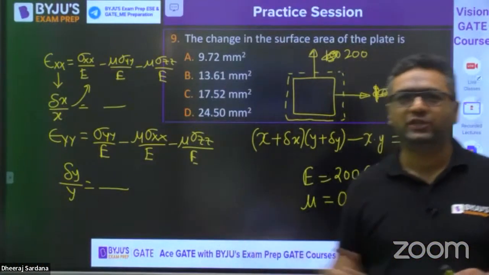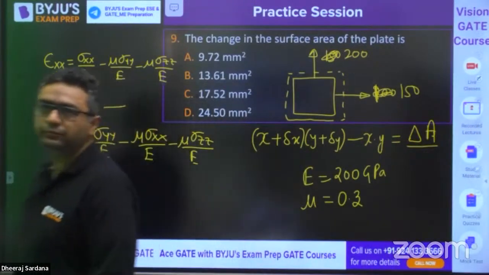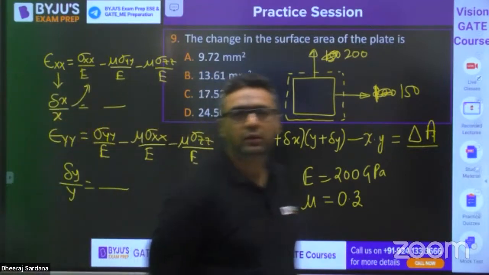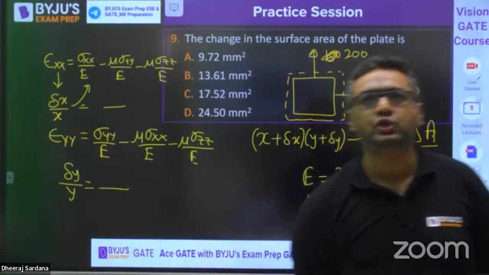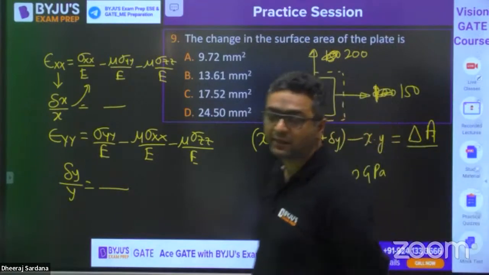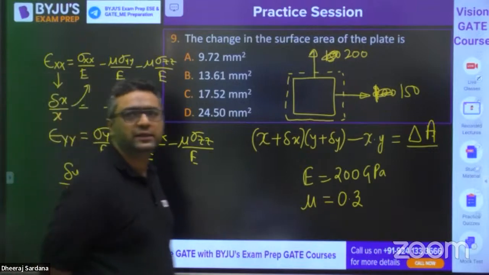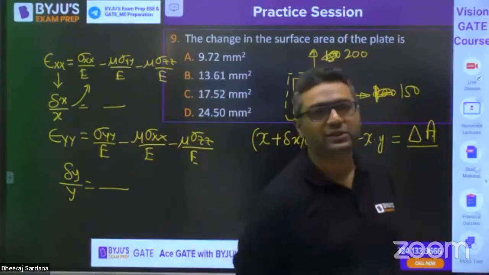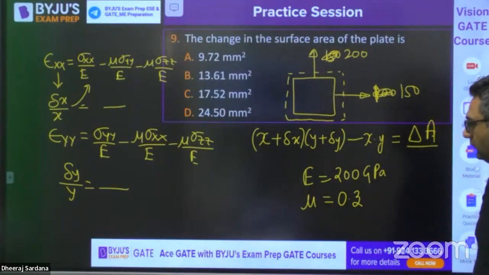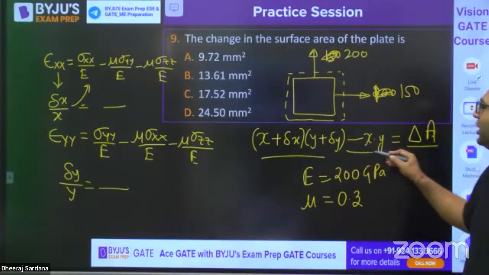Now we are going to have questions from torsion after this. So we are having a complete mix-up. Questions from Mohr's circles are also there. Questions from SFD, BMD, deflection, simple stresses, thin cylinder, thermal stresses, torsion, strain energy, everything is included in this session. This is an overall package for strength of material practice. Tell me, guys, you need to find out this change in surface area.